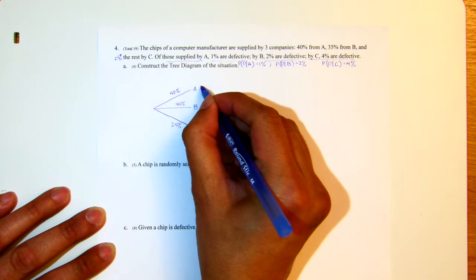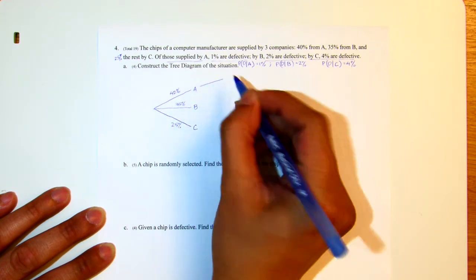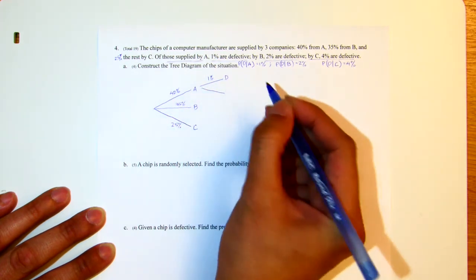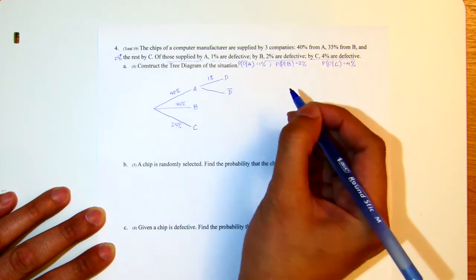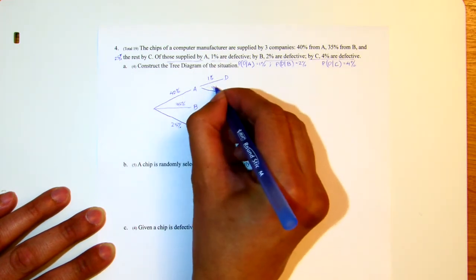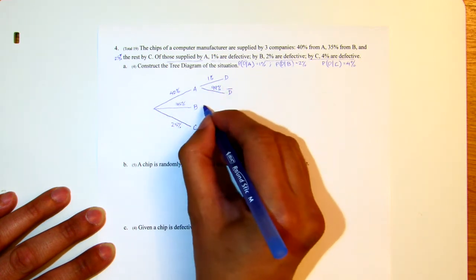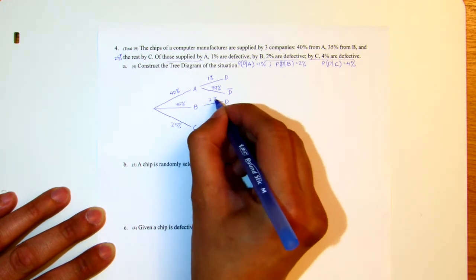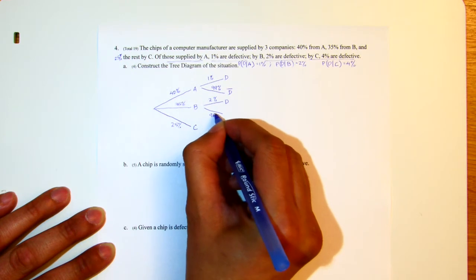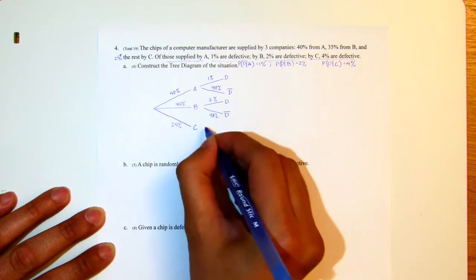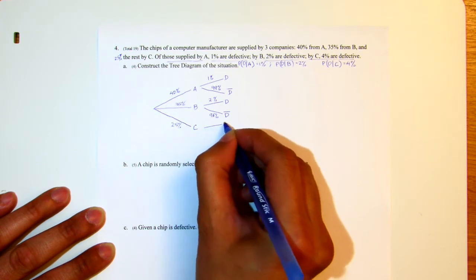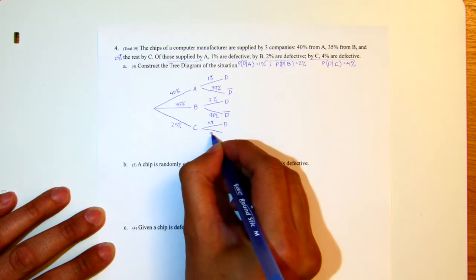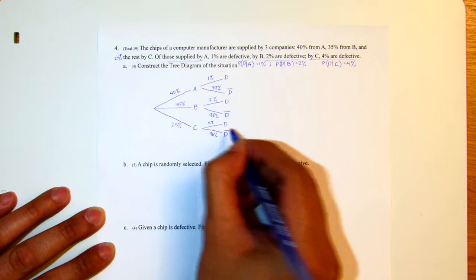Now, of those chips coming from A, 1% are defective, which implies what percent not defective? It will be 99%, right? Because they need to add up to 100%. Of those coming from B, 2% will be defective, which means 98% not defective. And lastly, from C, 4% will be defective, which implies 96% not defective.